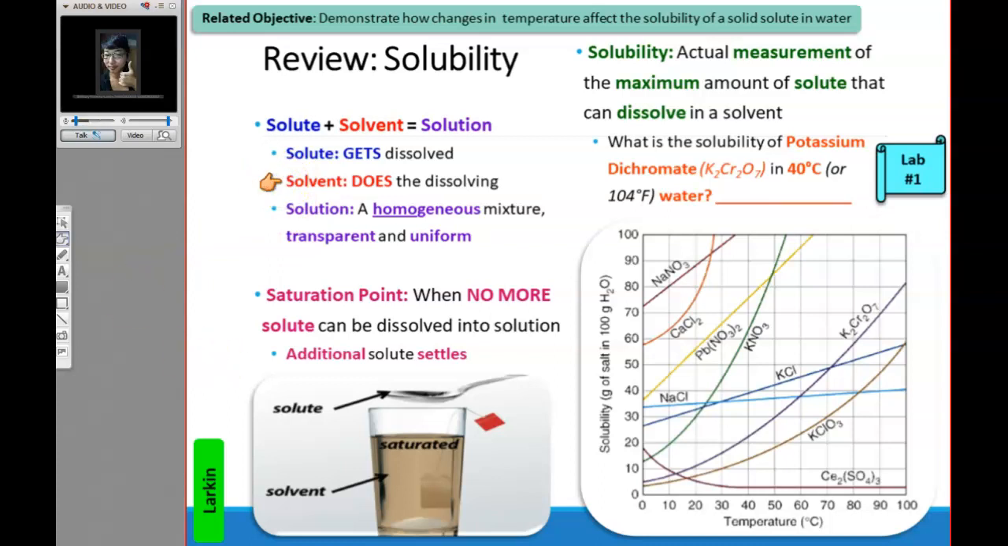Solvent is a longer word and it is the one that we have more of, and that is what does the dissolving. When you mix them together, you actually get a solution. Hopefully you see my blue plus red equals purple. So you get a solution, and a solution is a homogeneous mixture, which is transparent, meaning you can see through it, and it is uniform, meaning the top and the bottom look the what? Homo means what? The prefix homo means what?